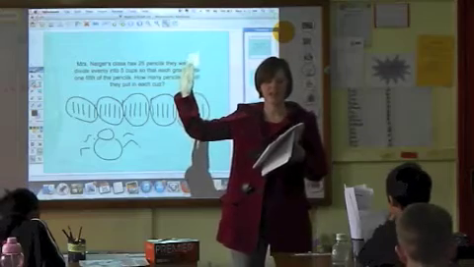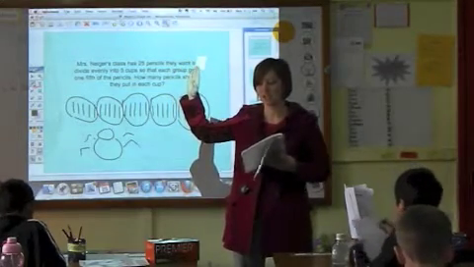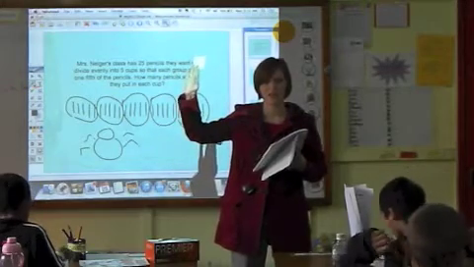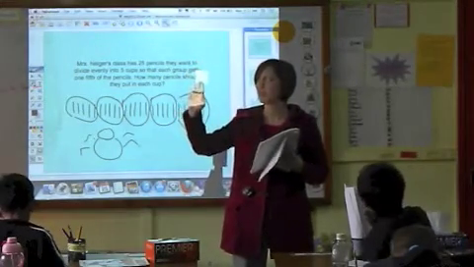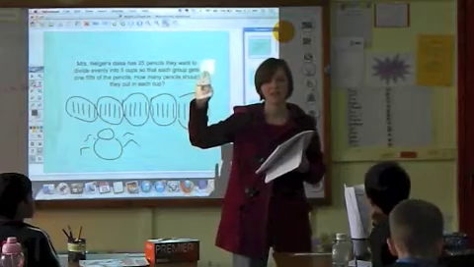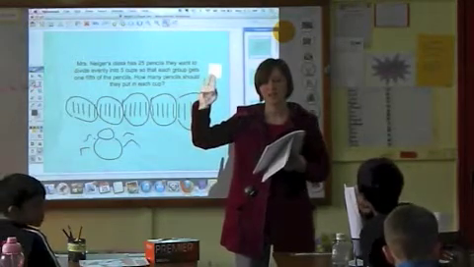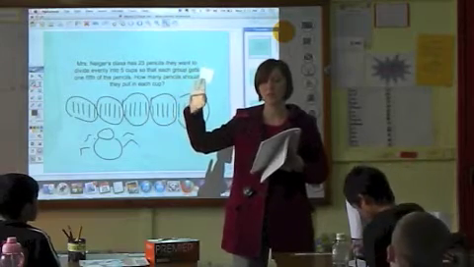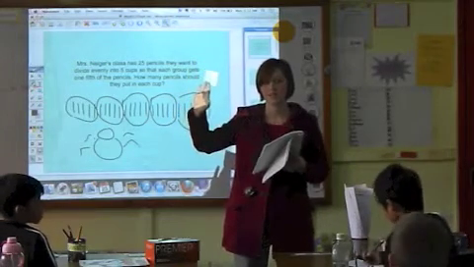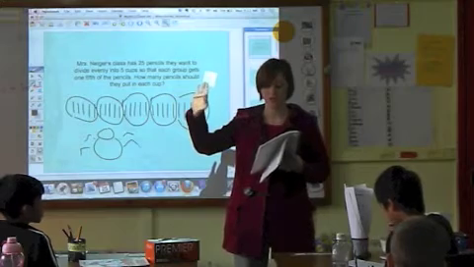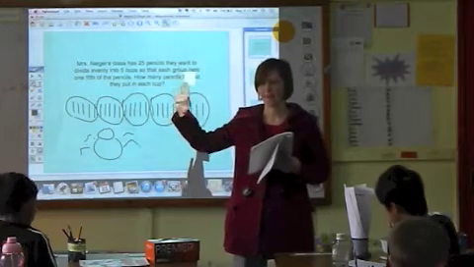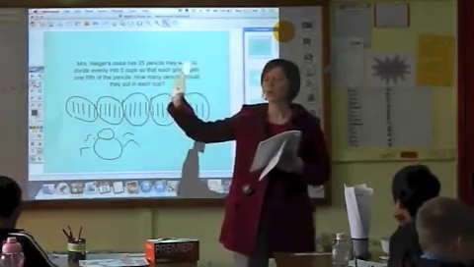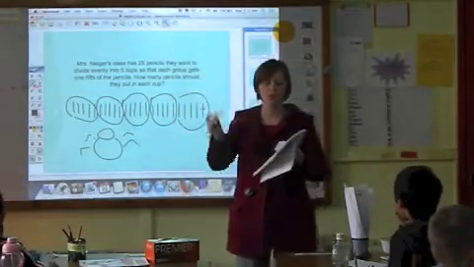Next one, 1/10 of 40. What does that mean? 1/10. Just like the last time we played this game, we did only tenths. What does that mean? 40 divided into 10 equal parts. Okay. 40 divided into 10 equal parts. 1/10 of 40.